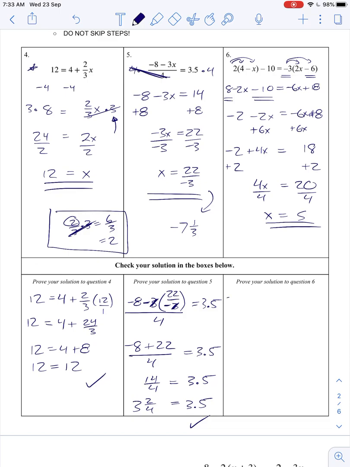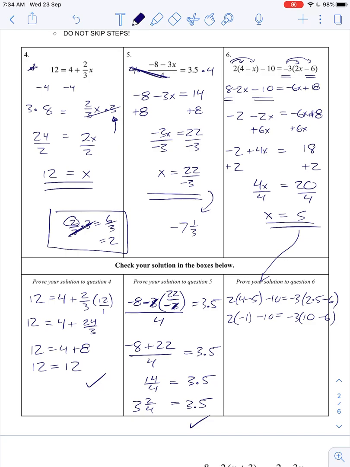Okay, so let's do the proving. Rewrite the problem. 2 times 4 minus, now instead of x, we're going to use 5. Just take that answer and substitute it in. Minus 10 is equal to negative 3 times 2 times 5 minus 6. And now let's just evaluate the left and the right side. That's going to become 2 times negative 1 minus 10. Over here, it's negative 3. 2 times 5 is 10. And again, I'm just doing one step at a time.